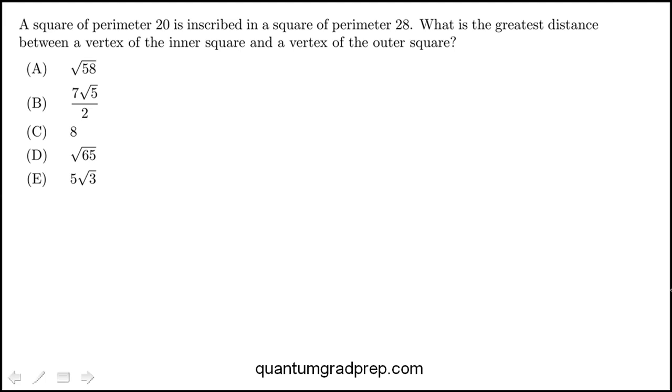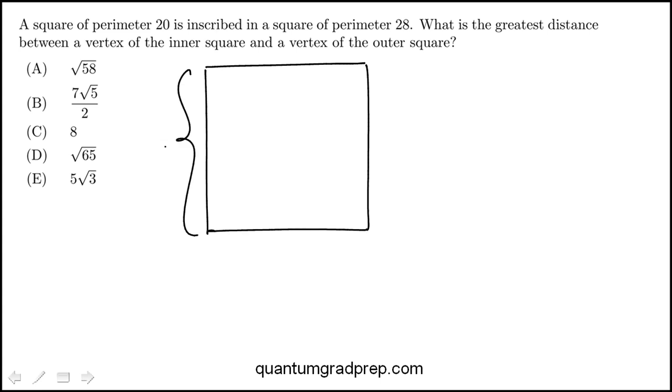So in this question, we're given this larger square, which has sides of length 7, and a smaller square where the side is 5. So what we don't know is how the square is positioned inside when it's inscribed. So we'll just assume a general position.